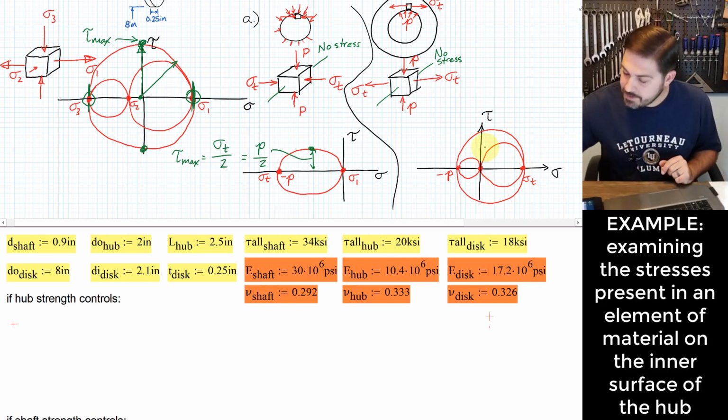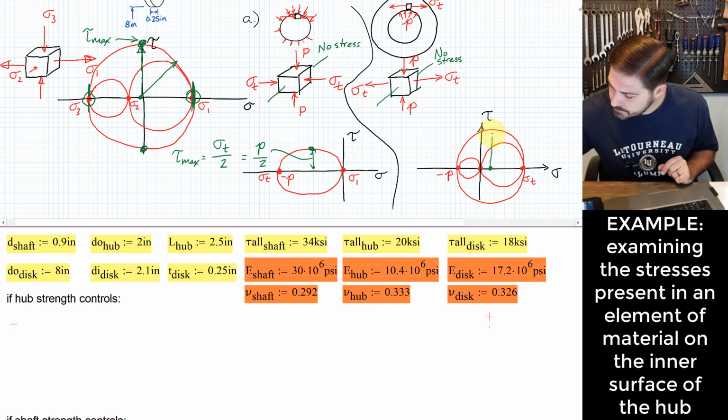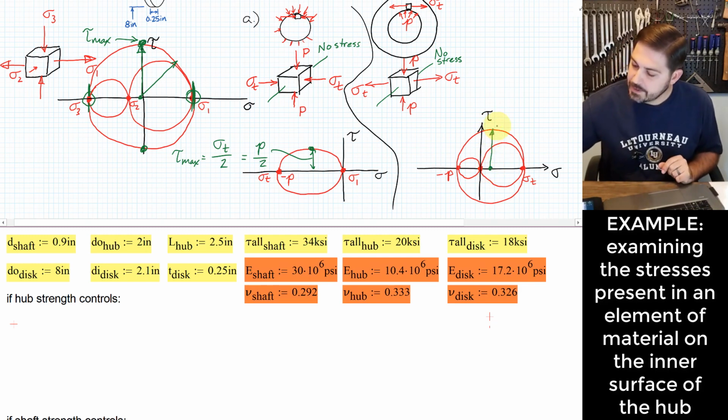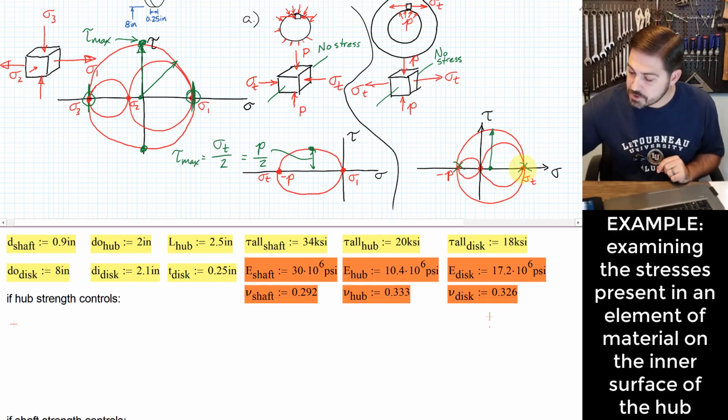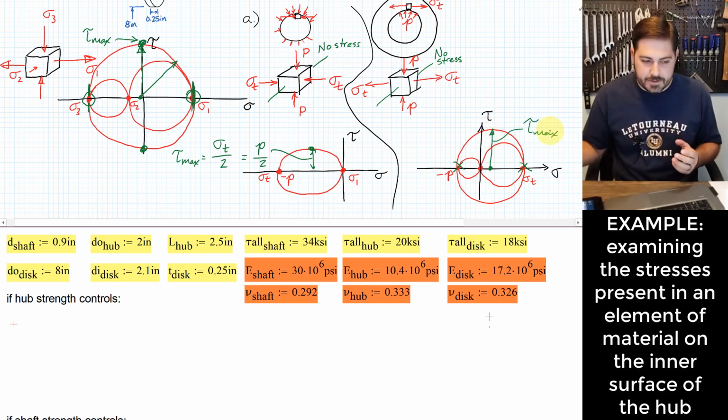And what I find there is that my maximum shearing stress, which again is the radius of this circle, is going to be based on half of the difference between this location and this location. If I figure out how far it is from sigma t over here to minus p, then that gives me the total diameter of the outermost circle of my Mohr three-circle diagram. The maximum shear stress is half of that diameter.